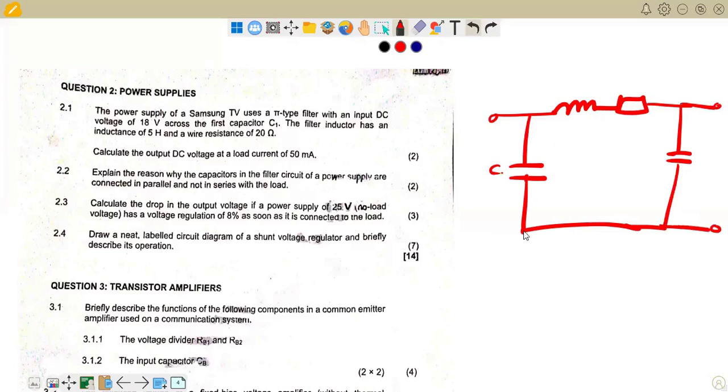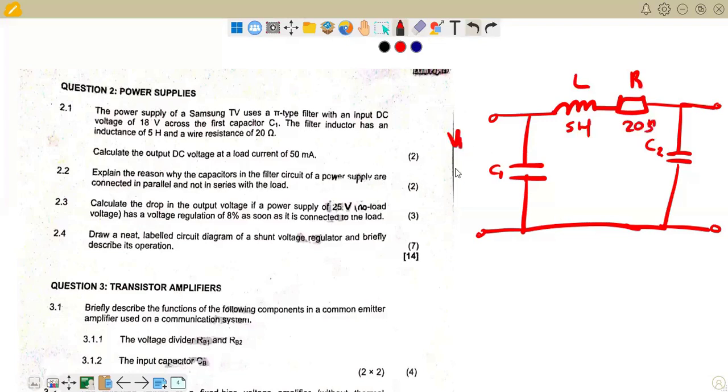Right, and then of course we have our input, remembering that the filter circuit is interconnected with the rectifier circuit. So we expect the rectifier circuit to be on this side, right? Now, what do we have? We have capacitor C1 here, capacitor C2 here. We have the resistor R and L, the inductor, right? Of course, having been given as 5 henries with a 20 ohm resistor here, right?